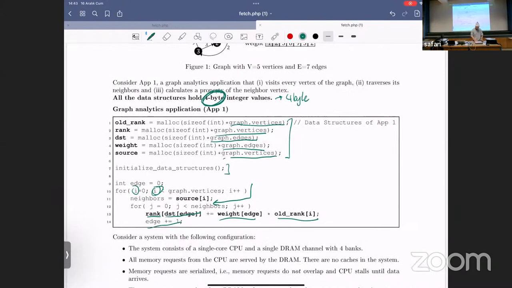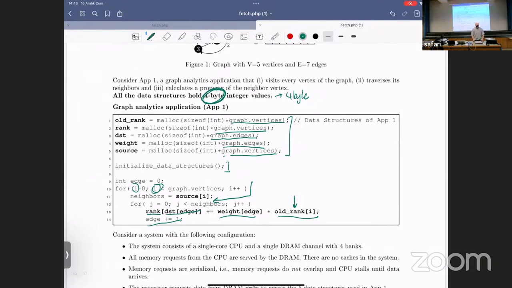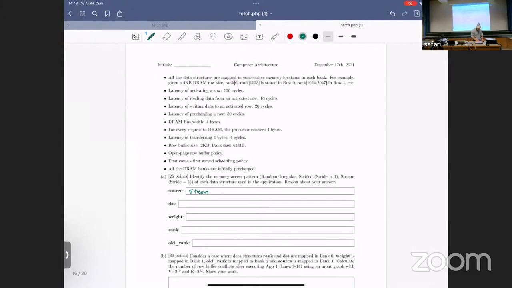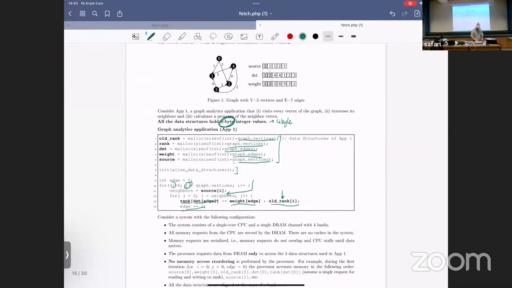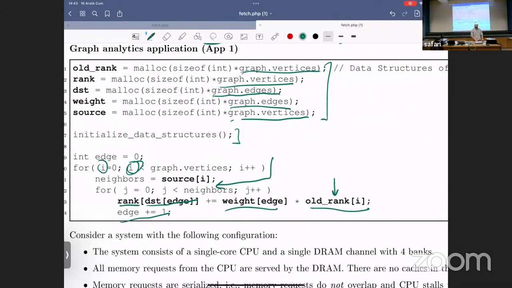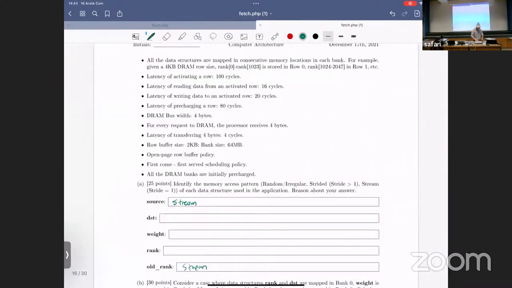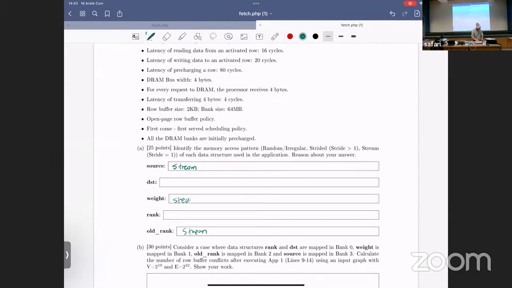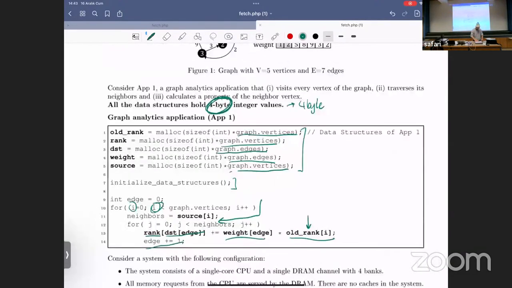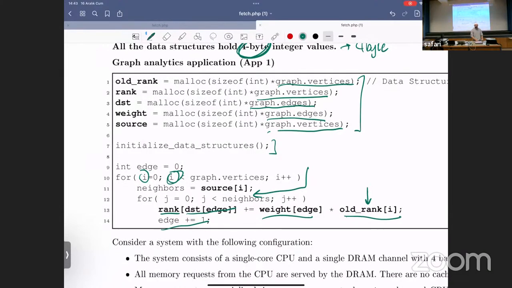Okay, then let's say the old rank. Correct, it's a stream. The weight. What is a stream? Oh, it is a stream. Yeah, it is. It is a stream, yes. The destination, that depends on the edge, is also a stream.